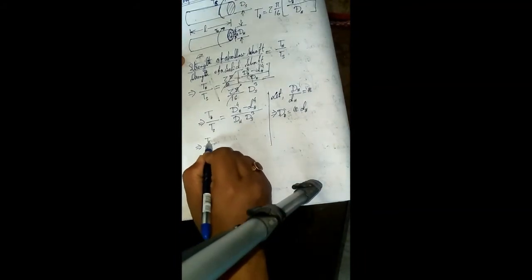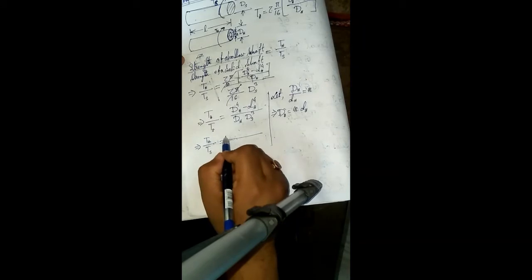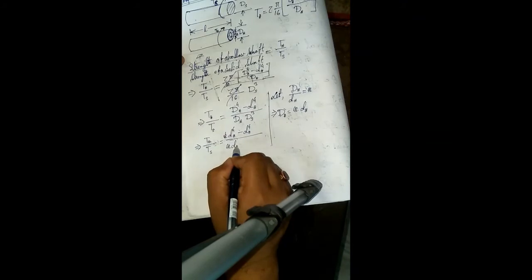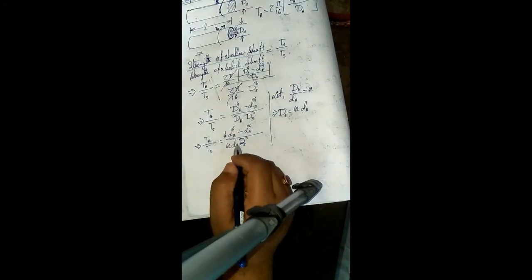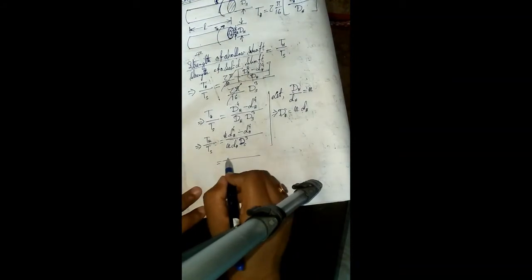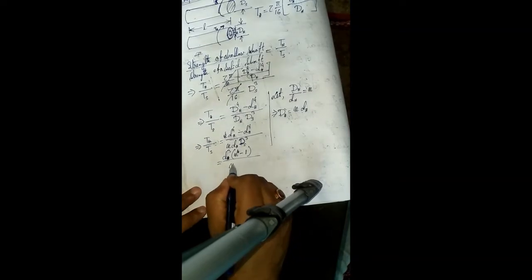So th by ts is equals to n to the power 4 small dh to the power 4 minus small dh to the power 4 by n dh, ds cube. Okay, so now we can write dh cube into n to the power 4 minus 1 by n ds cube.